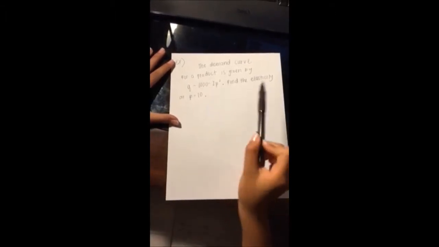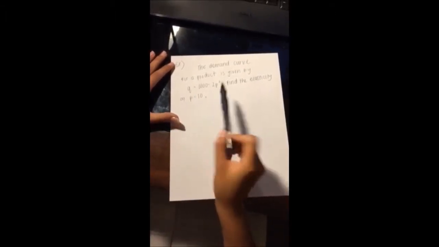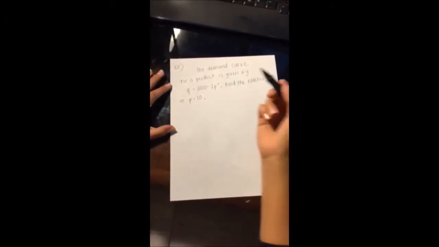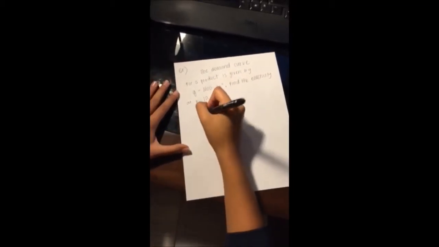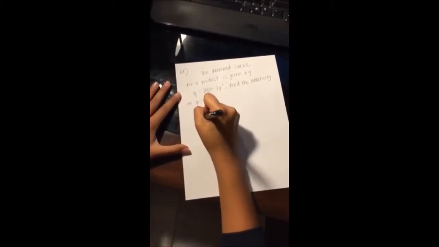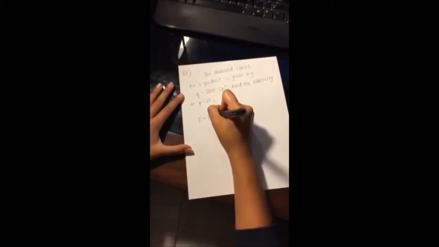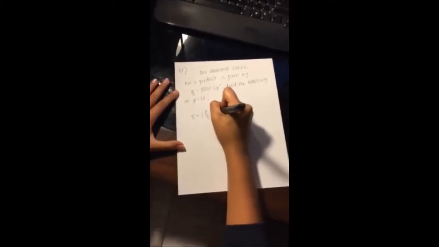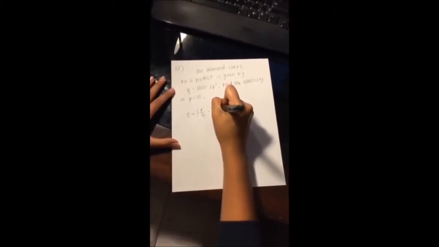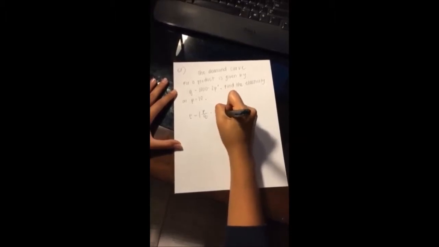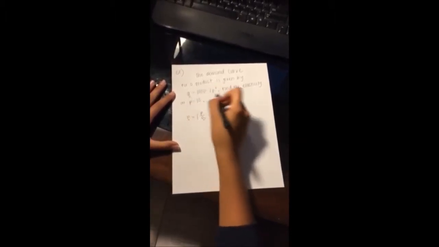So sometimes you're given problems where you're given the equation. Whenever you see the equation, it's a red flag that you need to use the formula, which is elasticity equals the absolute value of price over quantity times the derivative of the equation given. So just remember this: each time you see an equation in the problem, you're going to use this formula.